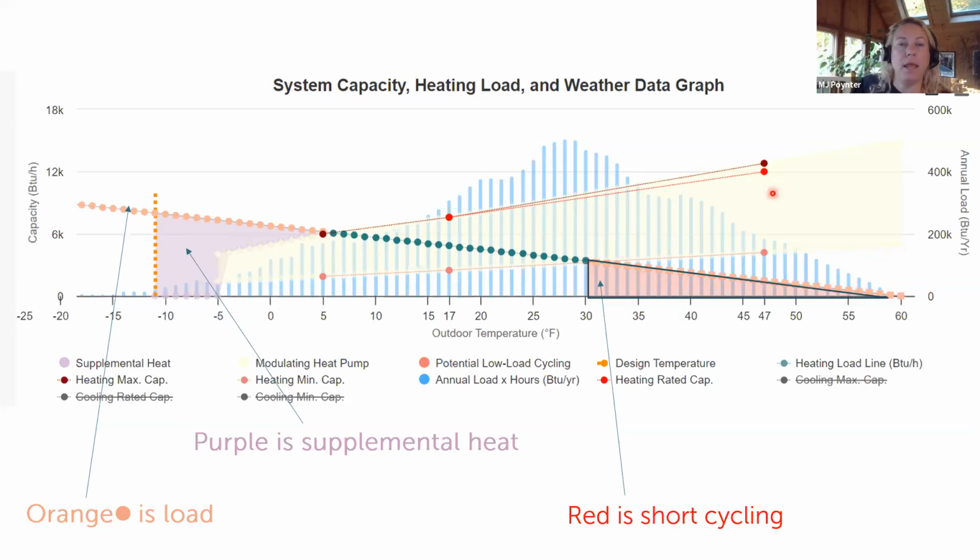And for the majority of the season, the blue here, you're pretty okay, except for this short cycling. And although this looks like a lot of pink for supplemental heat, look at these little blue bars. It's not a large percentage of your total heating.